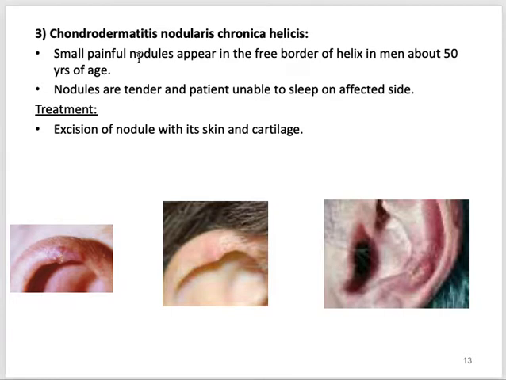Chondrodermatitis nodularis chronica helicis. The name is very long, but believe me, this is not important. But as we are studying the conditions related to the external ear, these are basically small painful nodules you can see over here, which appear at the free border of the skin. It is more common in men above 50 years of age, and they are tender. The patients complain of pain, they cannot sleep on the affected side, and treatment is simply excision of the skin, the cartilage, and the nodule.